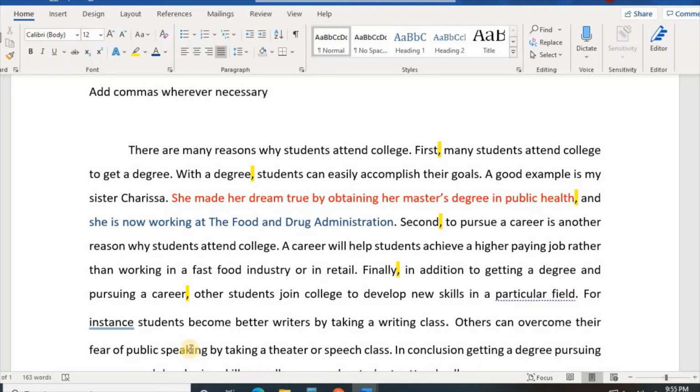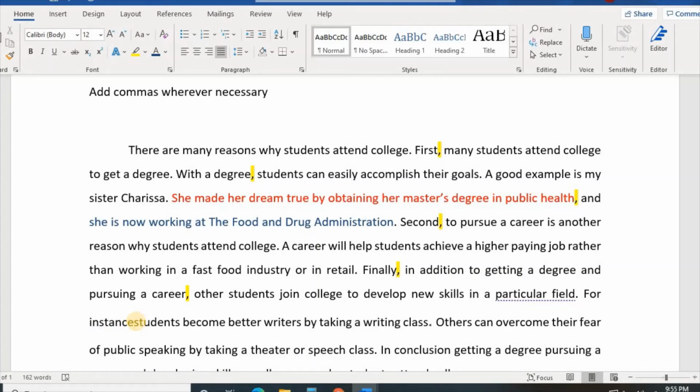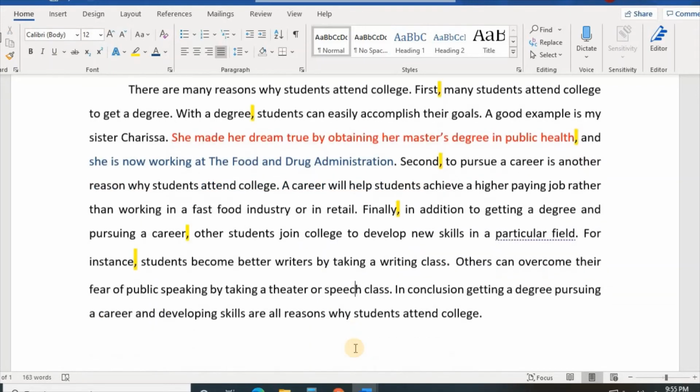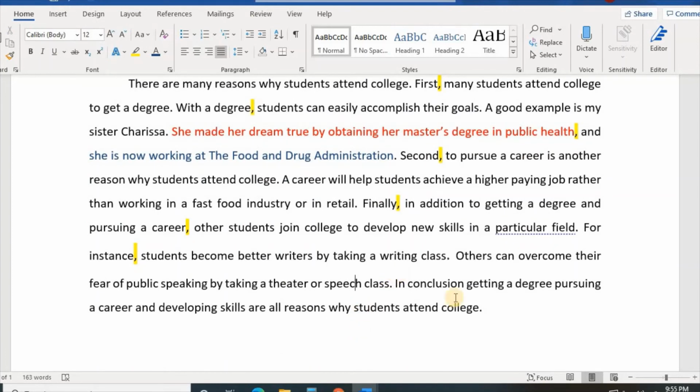For instance, students become better writers by taking a writing class. So here we have an introductory phrase, for instance. Therefore, we need the comma after for instance. It is an introductory phrase. Let me highlight this comma here. Students become better writers by taking a writing class. Others can overcome their fear of public speaking by taking a theater or speech class.